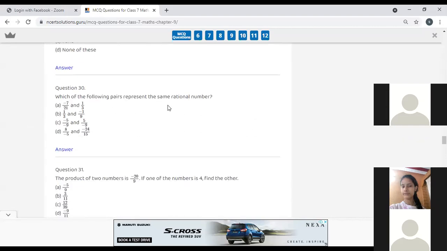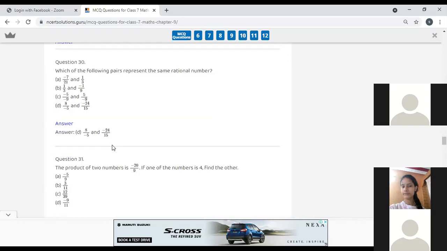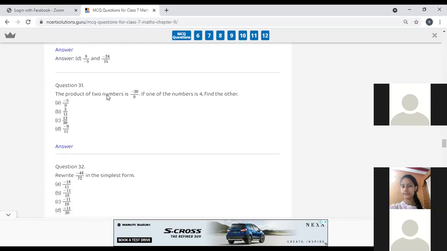Which of the following represent the same rational number? Check it out. Which of these pairs is the same? Cancel out the terms and see which one gives you the same answer. Ma'am, A option, -7 over 21 and 1/3. First option. Okay, very good, beta.